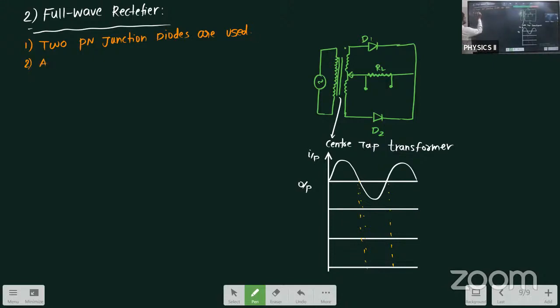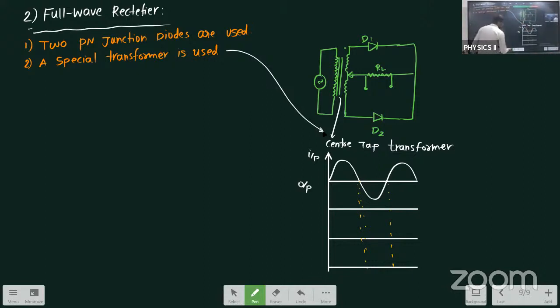A special transformer is used. What is the name of that special transformer? I have already written center tap transformer. So what is the first point you are supposed to write in full wave rectifier? In full wave rectifier, two PN junction diodes are used. What is the next point you are supposed to write? A special type of transformer known as center tap transformer is utilized.